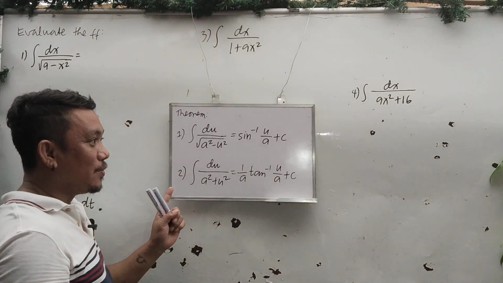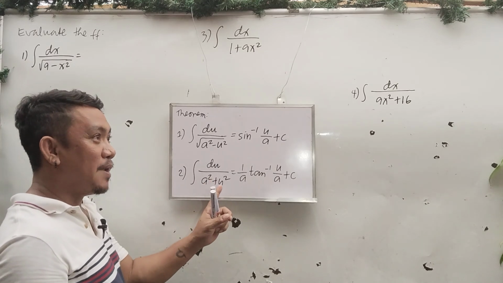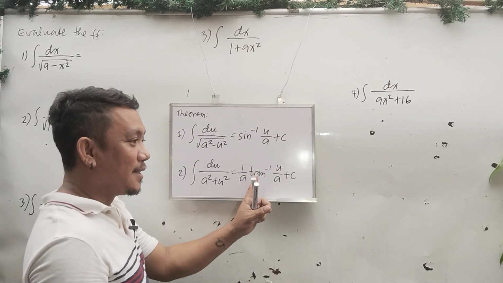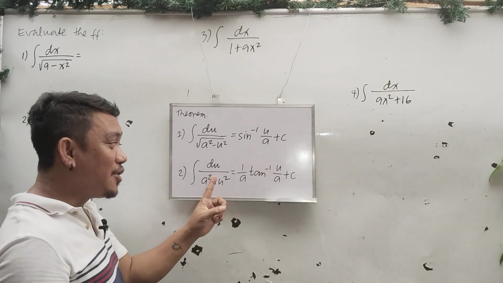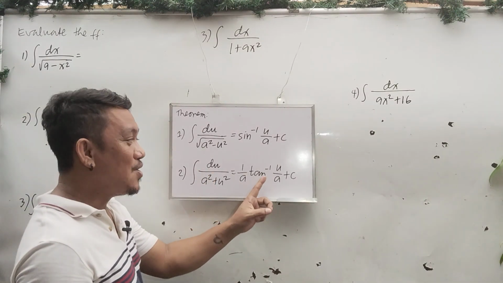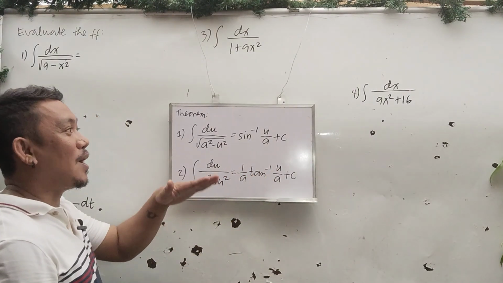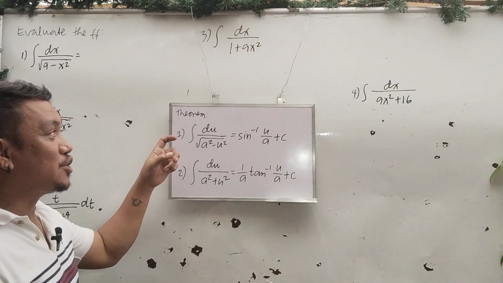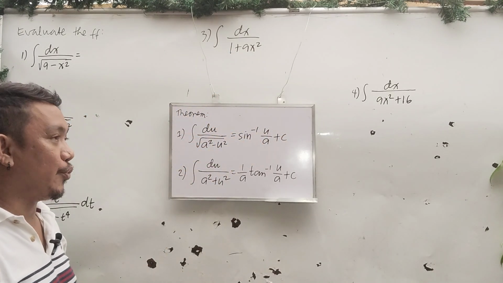Okay, theorem number 2. The indefinite integral of du over a squared plus u squared is just equivalent to 1 over a tangent inverse u over a plus c. If the denominator is the sum of the squares, this is the form. Again, all you need to do is identify your u and a. Let us apply this to our examples. The first 3 examples belong to theorem 1 and the last 2 belong to theorem number 2.